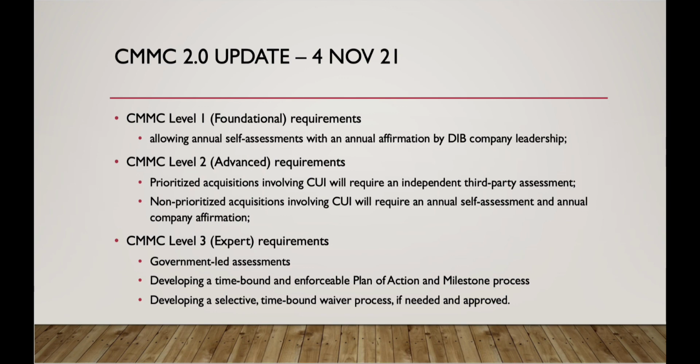I don't know if subcontractors would fall into the non-prioritized. I think that's kind of where I see it heading, is that they will then just have self-assessments and annual company affirmations. Level 3, which is the expert, has government-led assessments, time-bound enforceable plans with milestones, and then a selective time-bound waiver process if needed and approved. Bottom line, if you're the top tier DoD industrial base kind of company, you're going to be level 3. You're going to have the full Monty, everything.